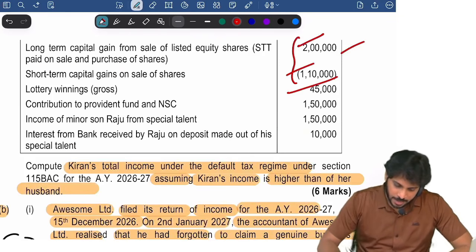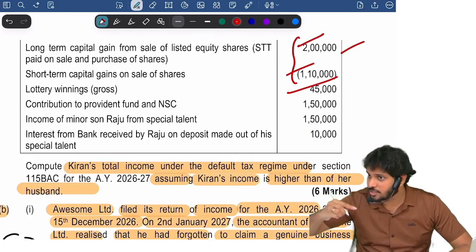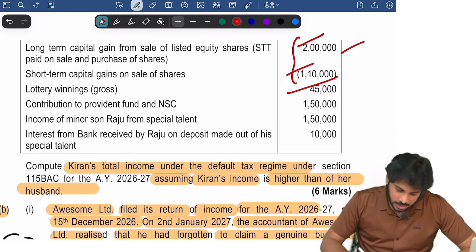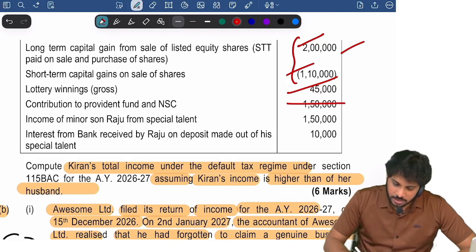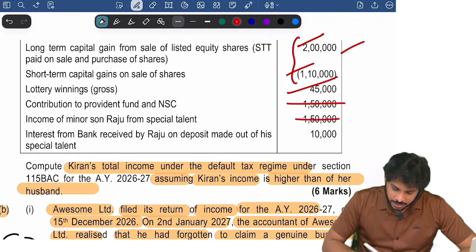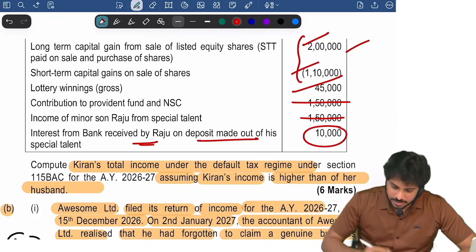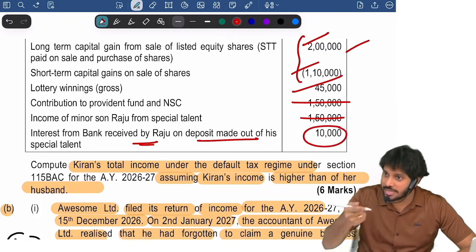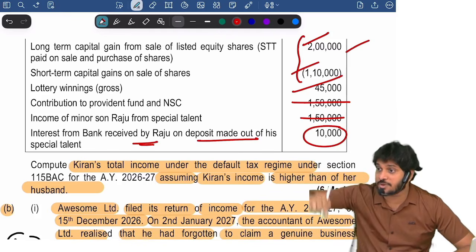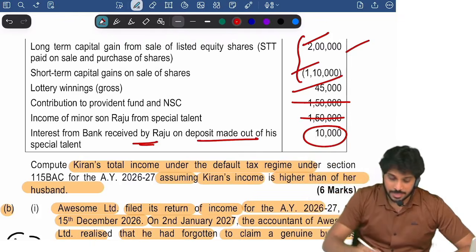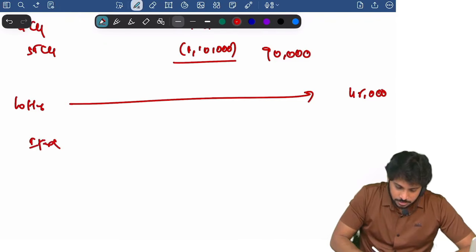Next. Actually, when you're doing this, you should do it headwise, carefully. You should plan and do headwise. Then contribution to provident fund. No. Default tax regime. Income of minor: special talent. Not subject to clubbing. Interest income on deposit made: yes, subject to clubbing in the hands of the mother. IFOS. No 1,500 benefit because it's the default tax regime. Yes or no? IFOS. Clubbing.